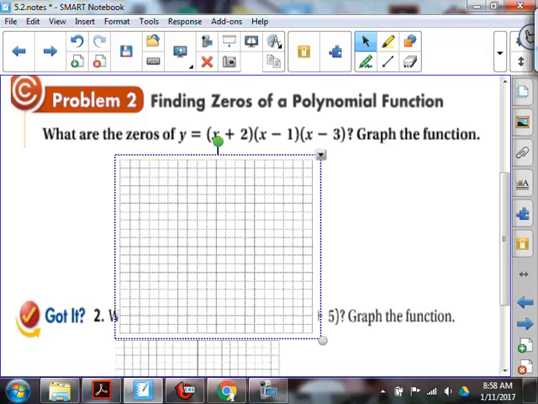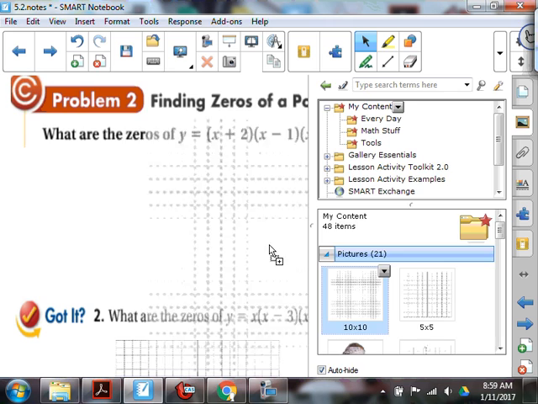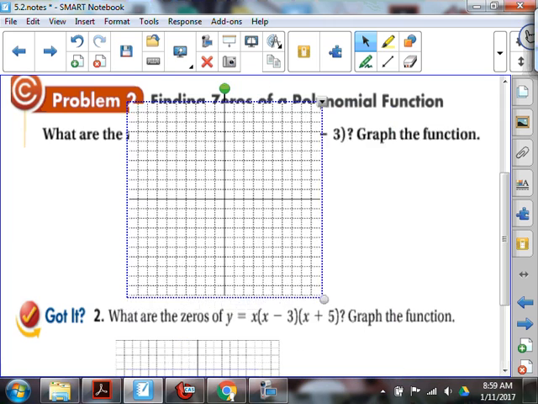My graph paper, I don't know what happened with that graph paper. I don't like it. Get some better graph paper going on in here.